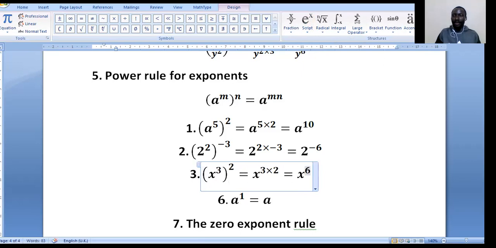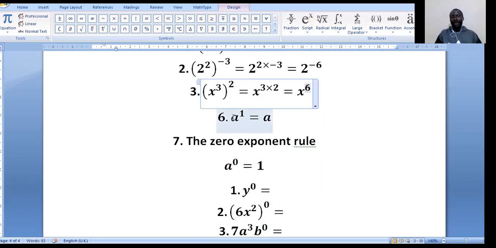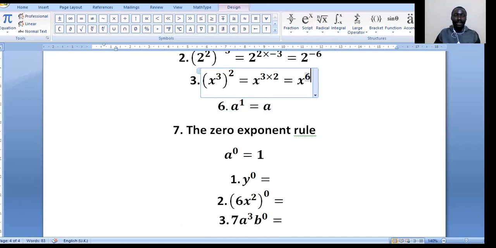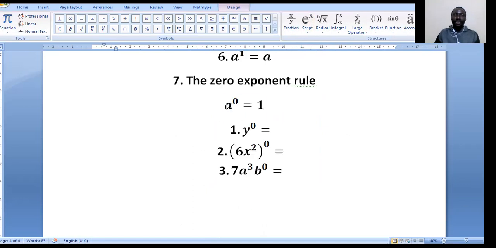Now the other one is what we have here. Any number or any letter raised to 1 is itself. That's pretty obvious. We're not going to have an example on that. We would rather look at the 0 exponent rule, which means any number raised to 0 is 1, which already appeared in one of the examples we did right up there. This means y raised to the power 0 is going to be 1. Also, this one here. By the rule we saw previously, we would have to distribute this 0 onto 6, and this 0 onto this 1, which will eventually give 1.